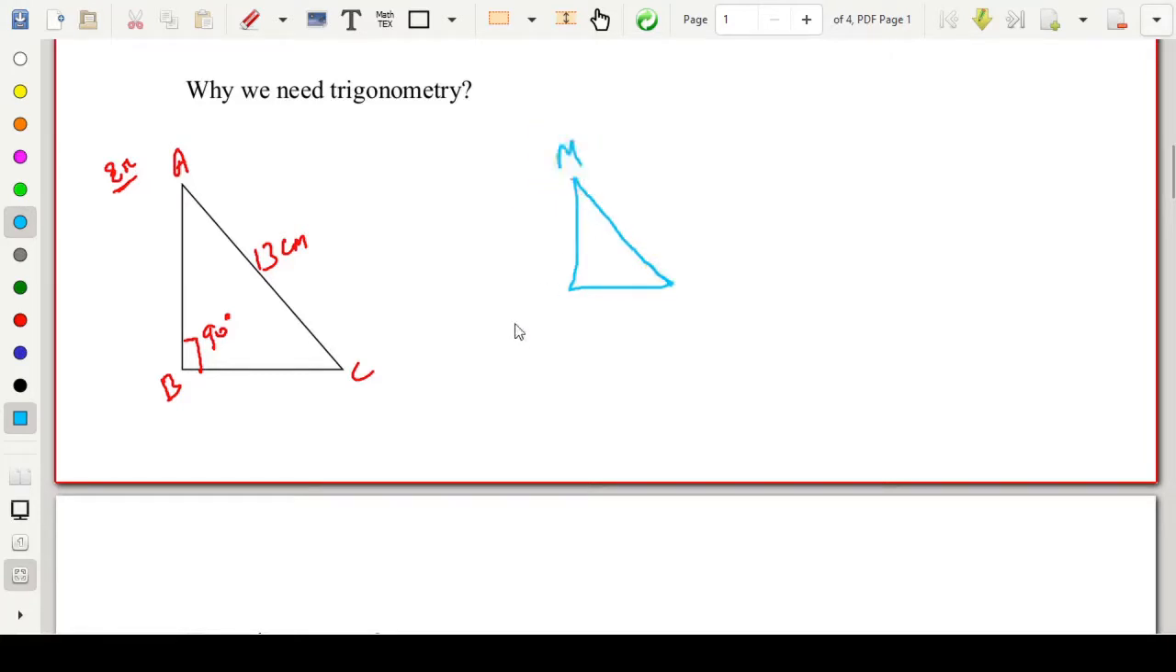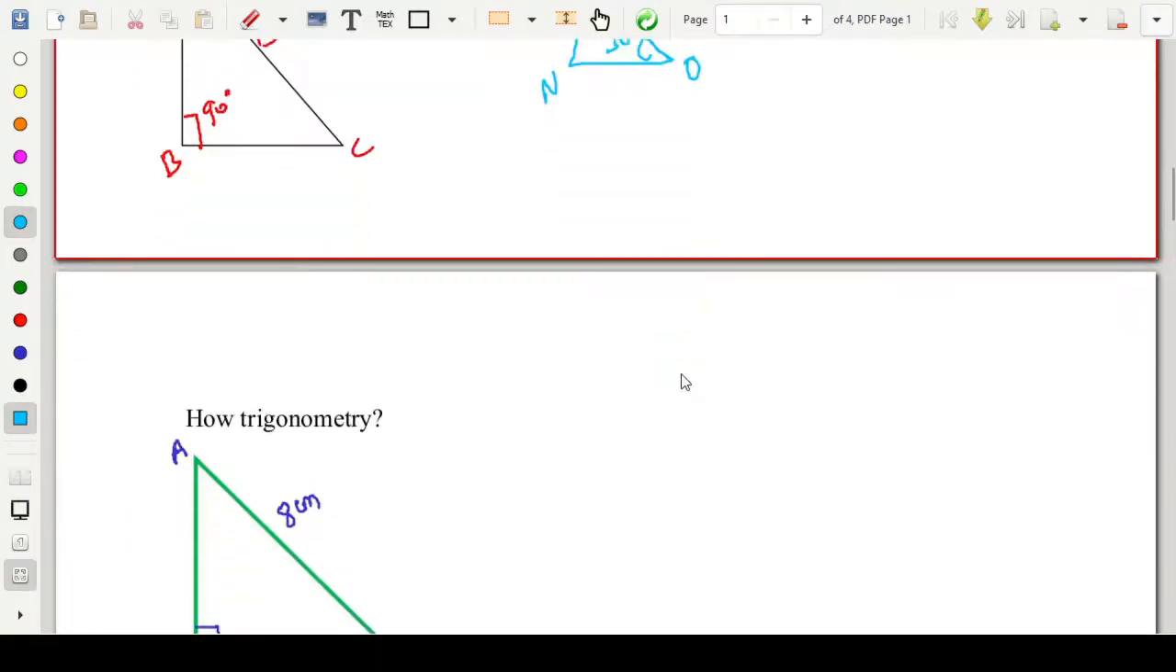Let me name it as M, N and O. Angle O measures 30 degree and side MN measures 5 centimeter. Now by knowing these two values, can we find the other two sides of this triangle by using geometry? No. So this is the example for limitations of geometry.